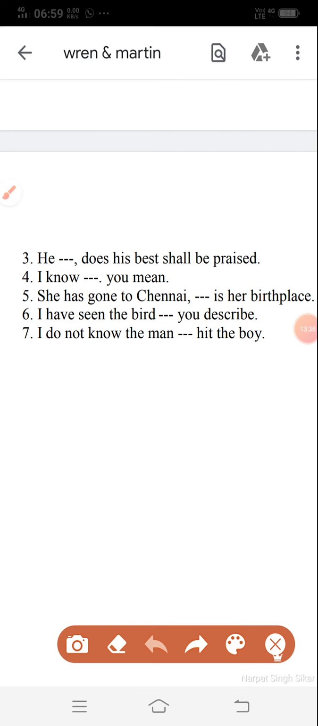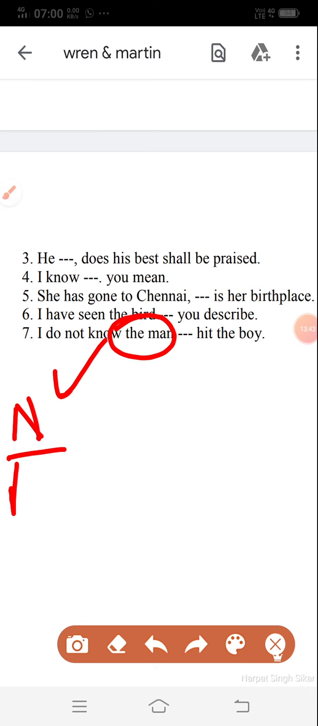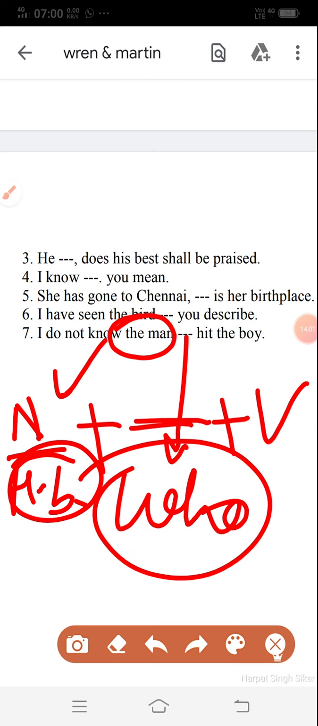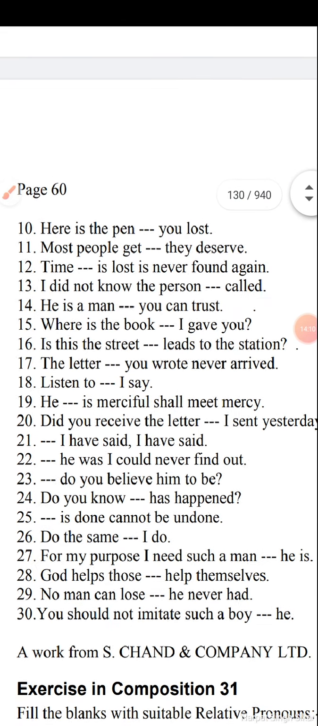I do not know the man blank. Man, noun, human being. Man is a human being. Okay, plus blank plus verb. So what would be our answer? This has been discussed in the very first question of this exercise. If there is a human being plus blank plus verb, in that condition we have to fill in the blank choosing who. Okay. Next question. Question number 10.